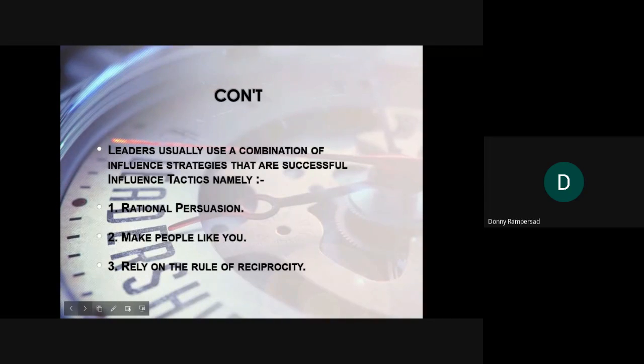Two, make people like you. That sounds easier than it really is for some. We all know it is easier to say yes to someone we like than someone we don't like. One author of a book on influence tells a story about an American working in Saudi Arabia who learned that getting information or action from government officers was easy when he dropped by, drank tea, and chatted for a while.